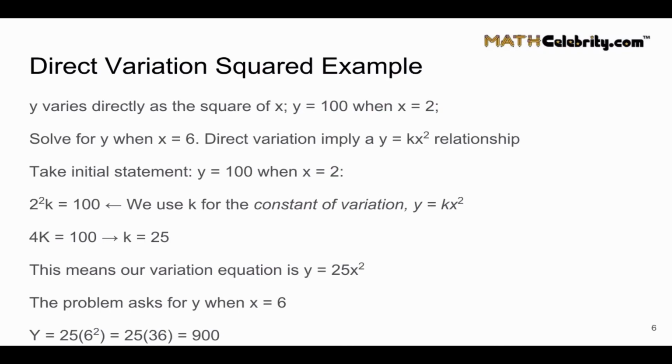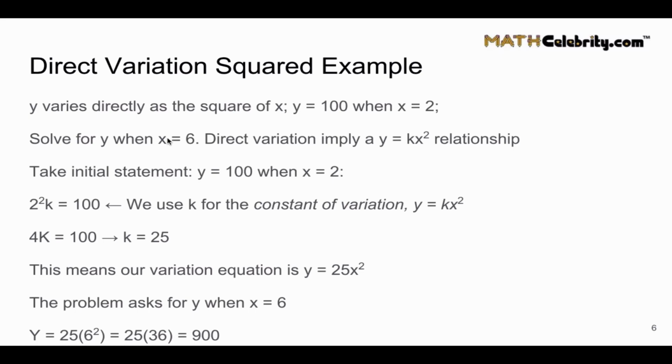We'll do one more, and you'll see these sometimes, direct variation squared example. We'll start with y varies directly as the square of x. Y equals 100 when x is 2. Solve for y when x is 6. Well, the direct variation squared relationship implies a y equals kx squared relationship. We take our initial statement, y equals 100 when x is 2.